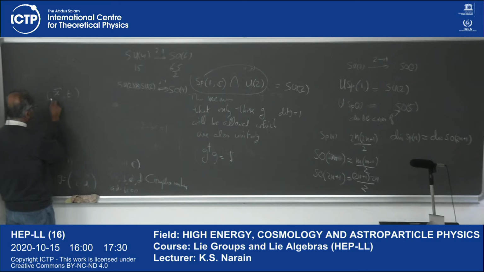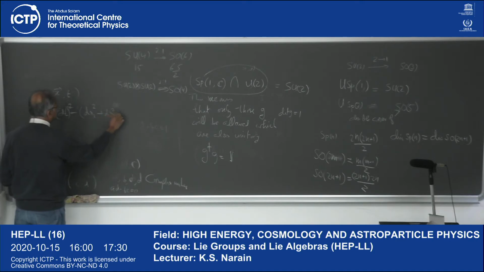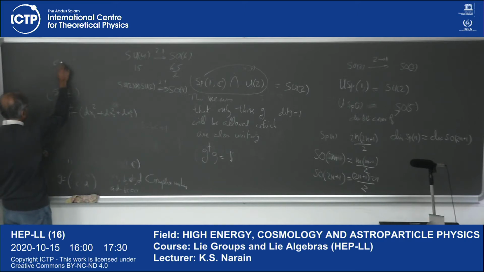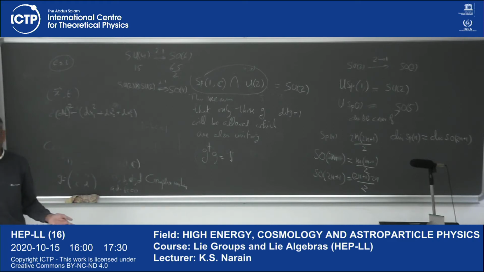In that case, the length squared is given by dt squared minus dx squared, that is, dx1 squared plus dx2 squared plus dx3 squared. There is a c here, but I can choose units where c is 1. Generally there is a c squared here, but you can choose appropriate units so that c is equal to 1. It's not important. You can keep c there, it doesn't matter.